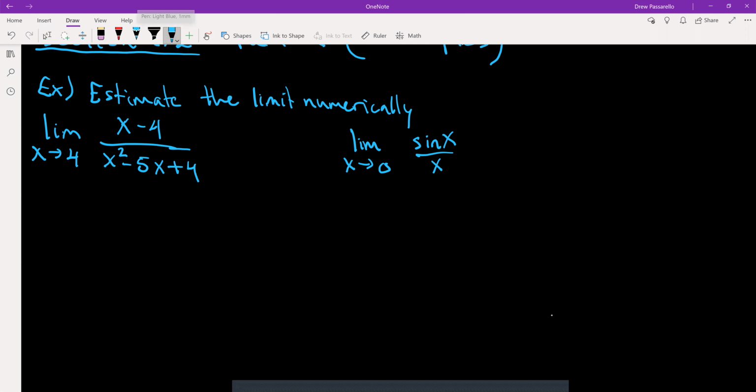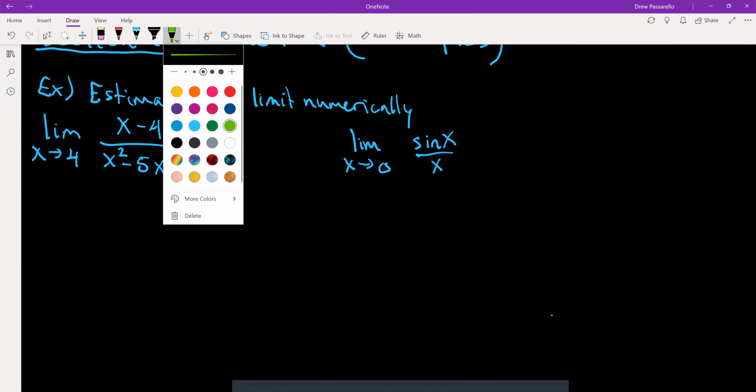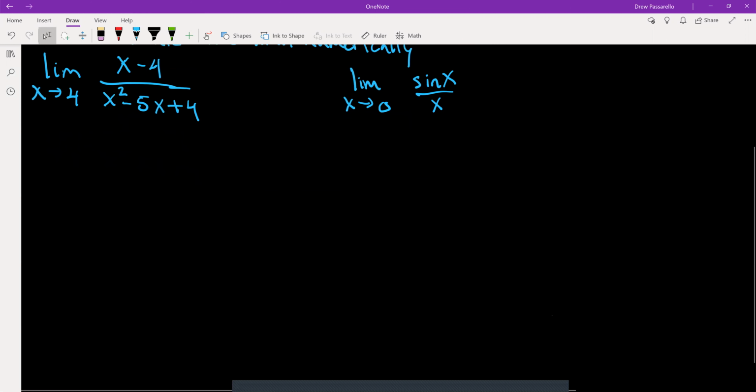Now, if I did the first one, I usually make a table. I'll do columns. The first column's x, and the second column's f of x. Then you want to pick values that are close to 4. I usually go with 4 values total, 2 of them to the left of 4, and 2 of them to the right of 4. It's really up to you.